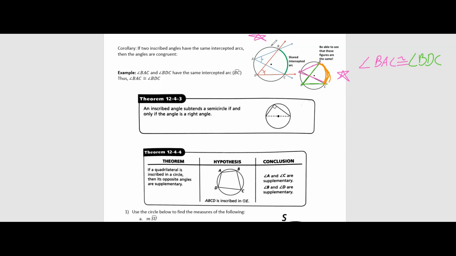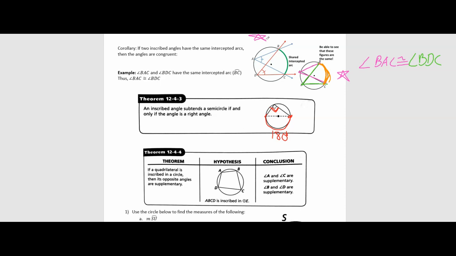Second thing we're going to look at is this theorem in the middle. It says an inscribed angle subtends a semicircle if and only if the angle is a right angle. Well, this is kind of just an offshoot of the inscribed angle theorem. If this intercepts the circle and we get a semicircle for our arc, well, we know that's got to be 180 degrees. The angle has to be half of that, so the angle is going to have to be 90. So if your inscribed angle intercepts the circle such that its intercepted arc is a semicircle, then the angle is going to be a right angle. It's going to be equal to 90 degrees.